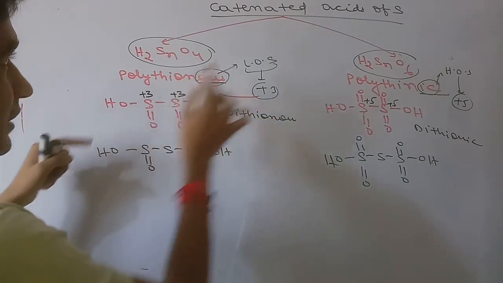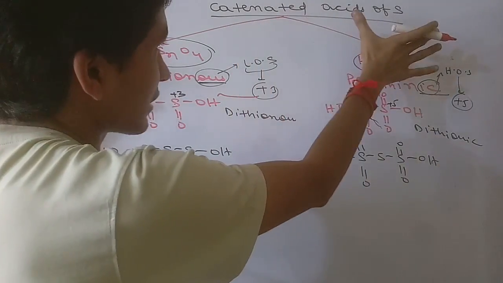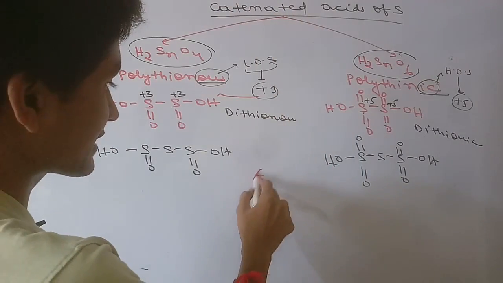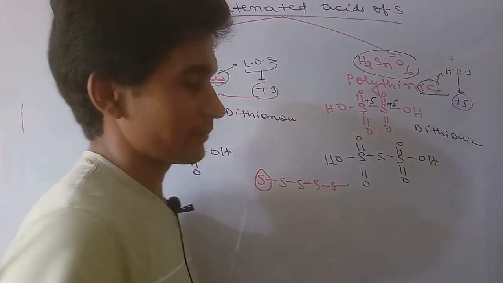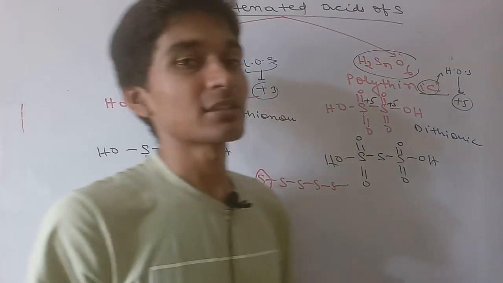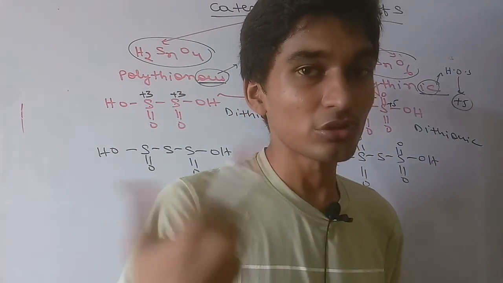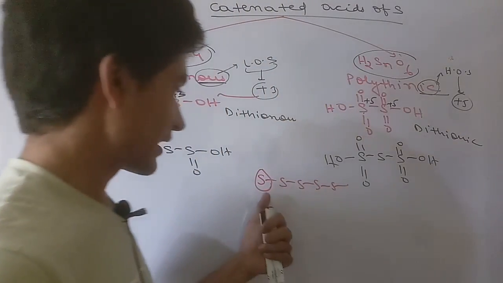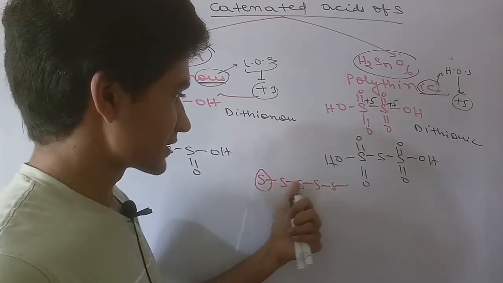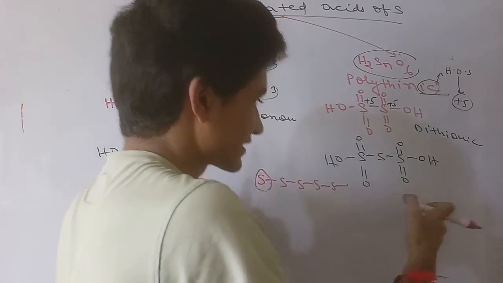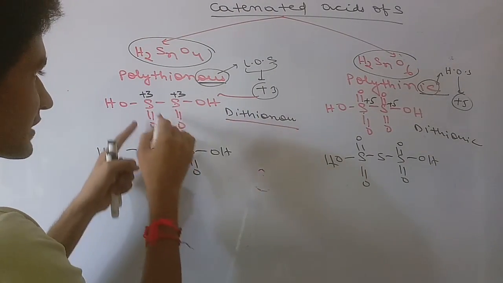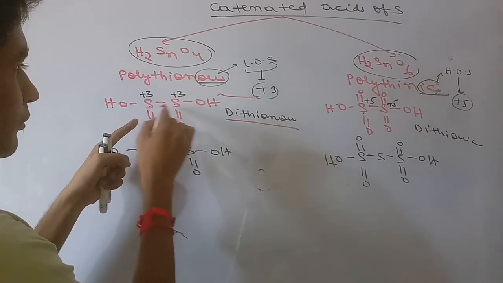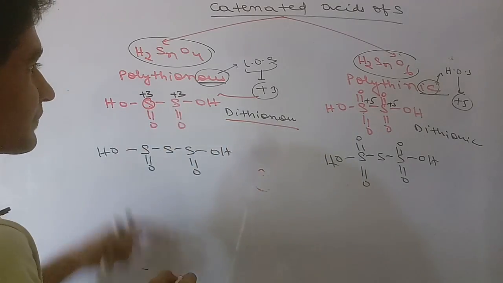Sulfur-sulfur bond is connected because these are catenated acids of sulfur. Catenation means sulfur has the property to bond with itself and form polymer type structure. Mind it, catenation property is highest in carbon, but sulfur also has catenation property. So sulfur bonds with itself and tries to maximize its chain length. This is dithionous because 2 sulfur is present, each with 1 OH and double bond O. So both sulfur are in +3 state.